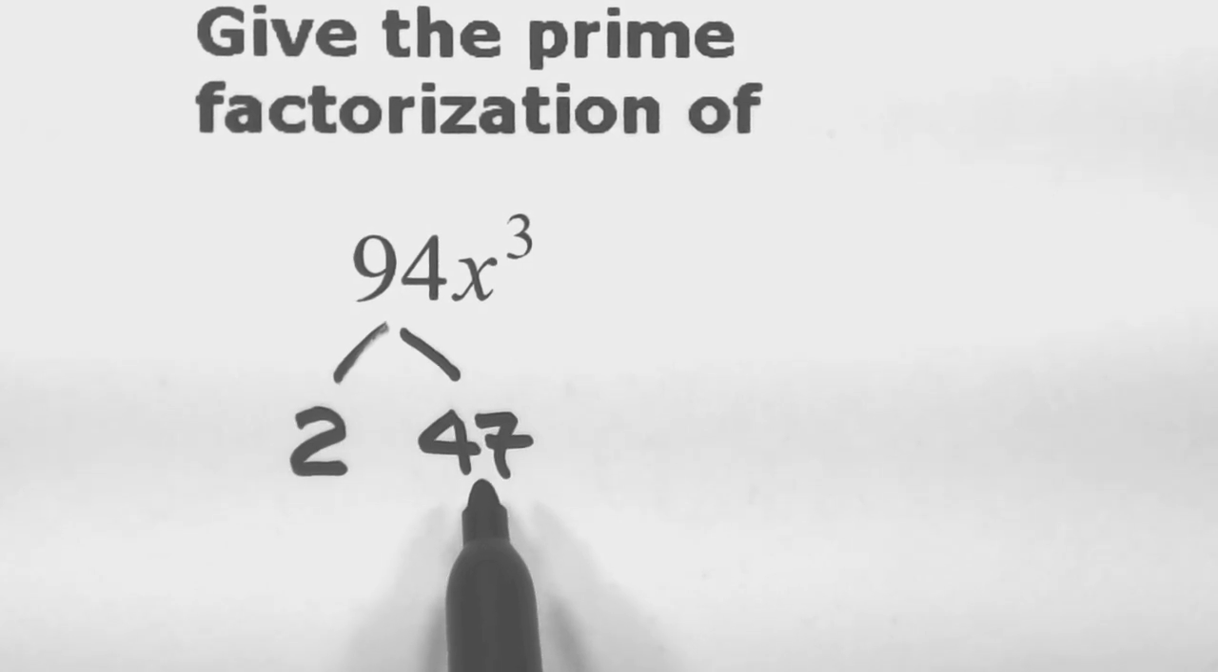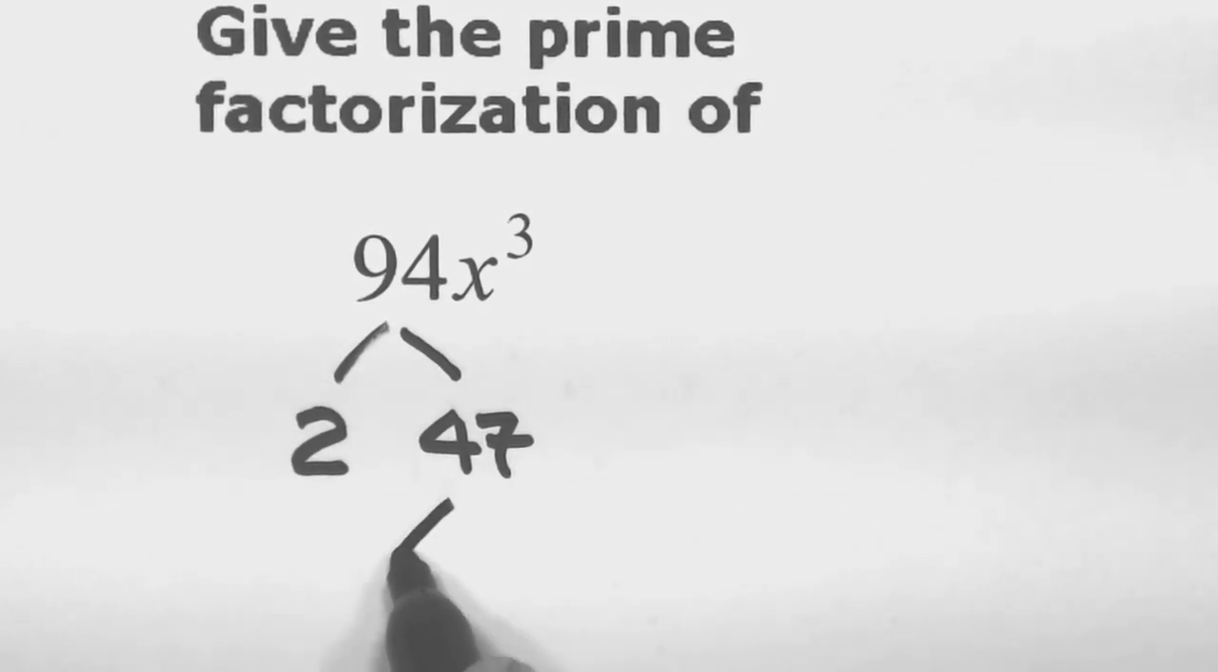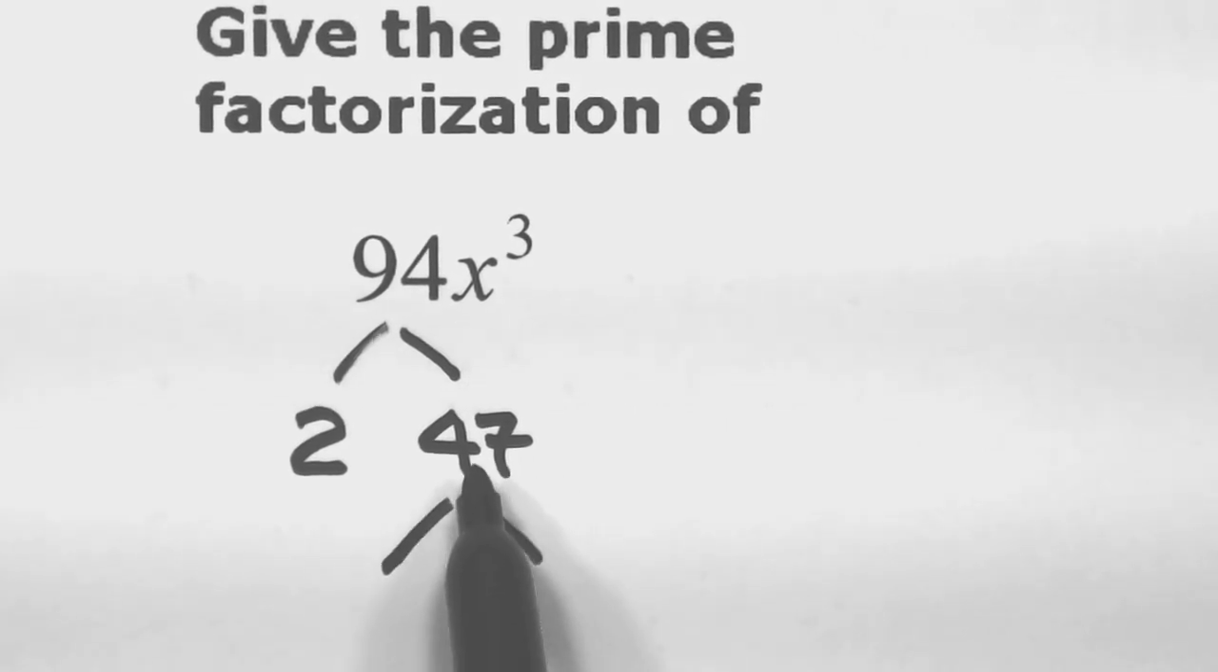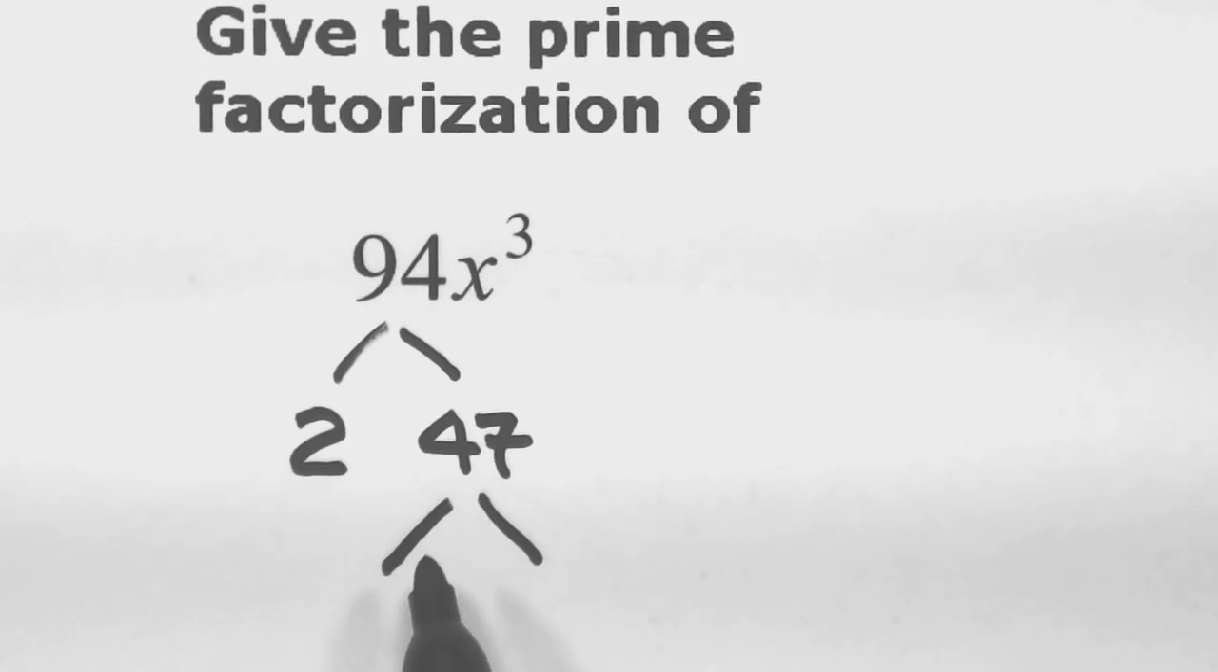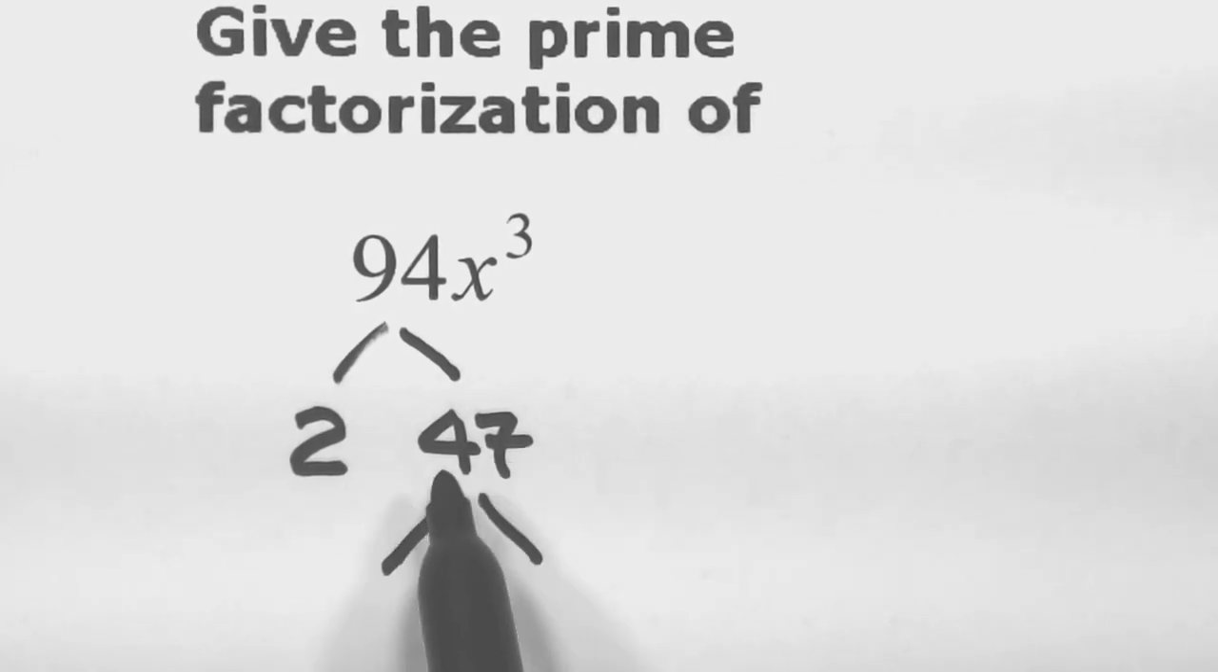Now, 47. If we tried to put some branches under that to see what we could do, well, it's not even, so that means there's no 2's in it. The next thing we try is 3. Well, the sum of the digits is 11. 3 doesn't divide into 11, so that means there's no 3's. The next thing we try is 5. Well, it doesn't end in 0 or 5, so there's no 5's.